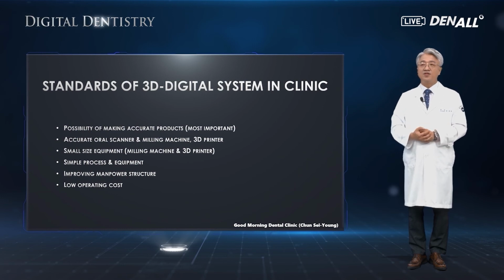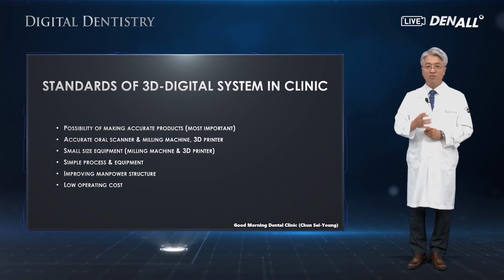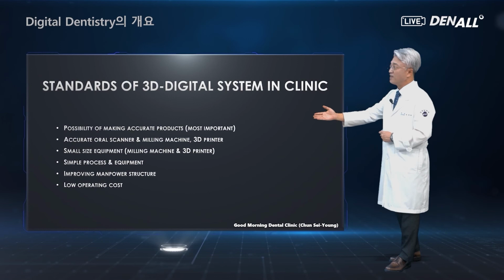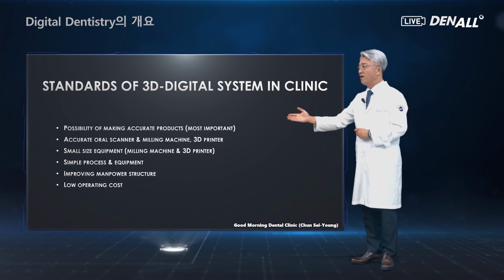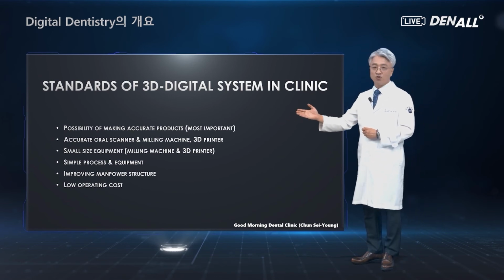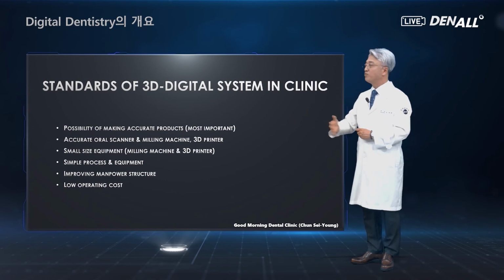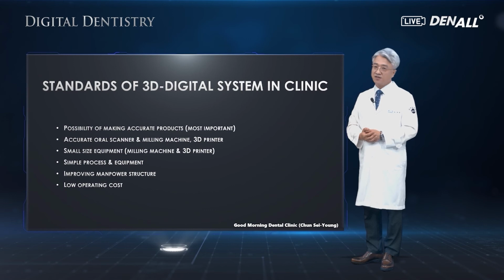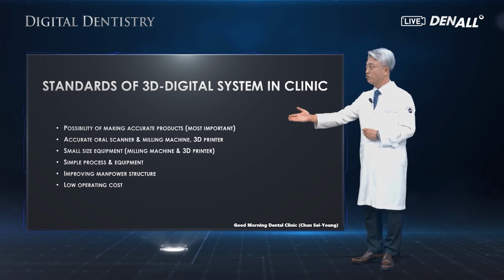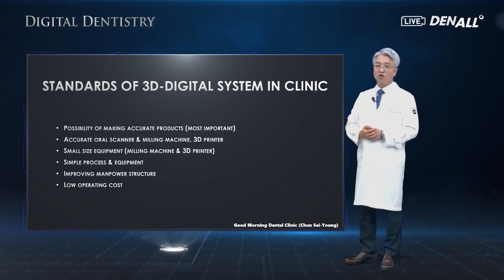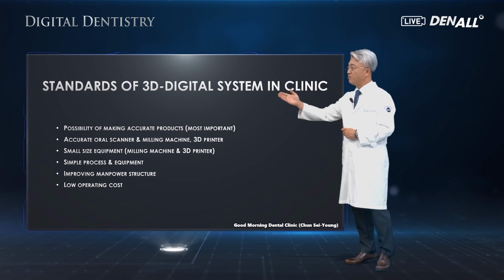This is the standards of 3D digital system to be used in a clinic. The most important one, the system can make very accurate products. Otherwise, the software cannot be incorporated in a dental office. So the accuracy of an oral scanner, milling machine, and 3D printer should be very high.